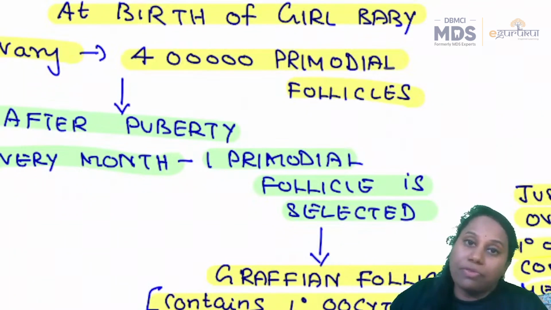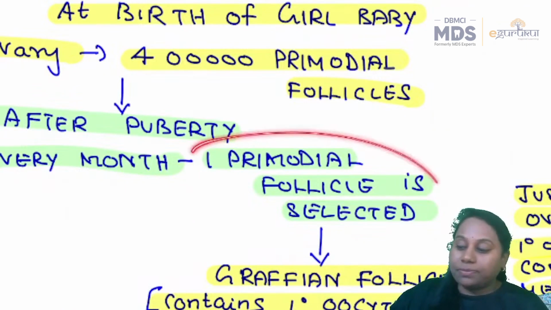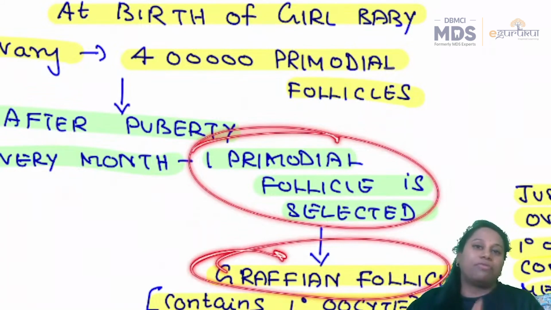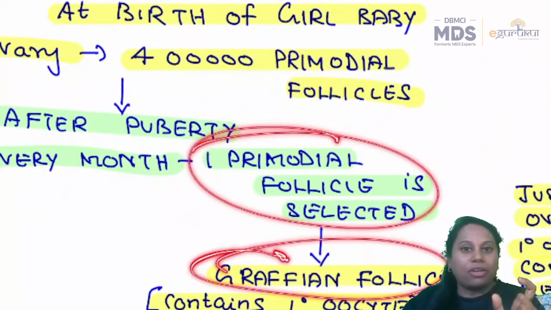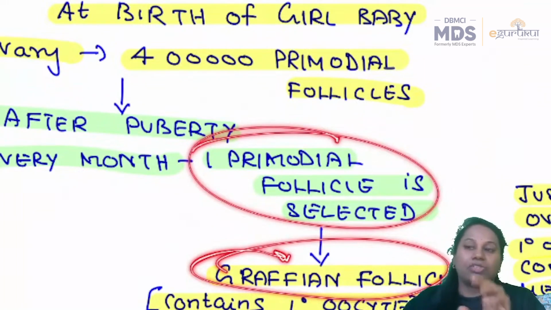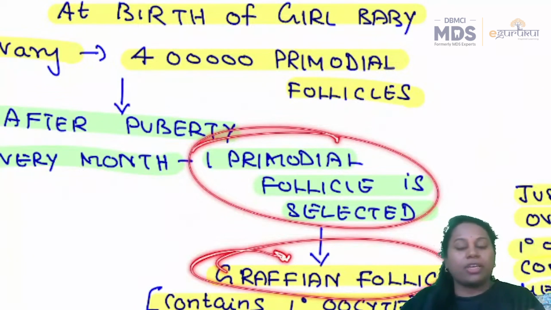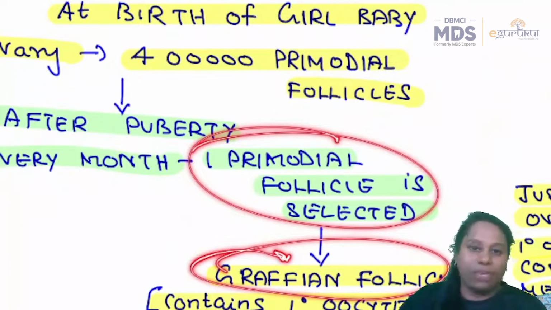What do you think will happen before ovulation? Every month, one primordial follicle is going to be converted into Graafian follicle. So that is called the follicular phase. So before ovulation, what is the phase of the menstrual cycle? Follicular phase. Why is it called follicular phase? Because Graafian follicle is being formed. Primordial follicle is converted to Graafian follicle. It's the formation of Graafian follicle. That is why it is the follicular phase.